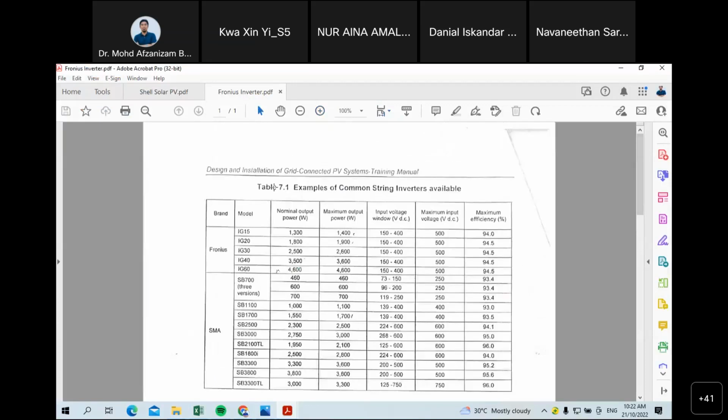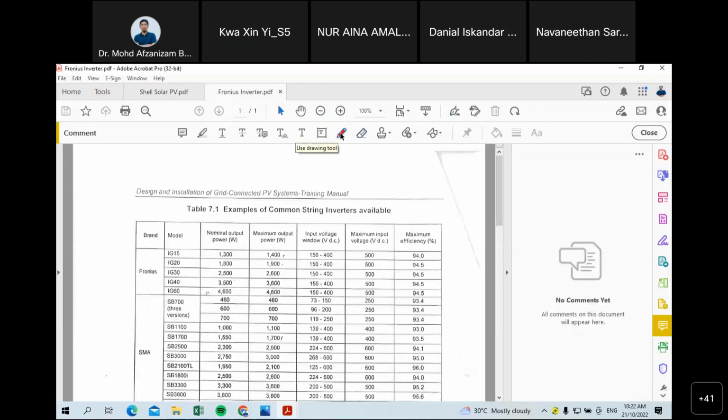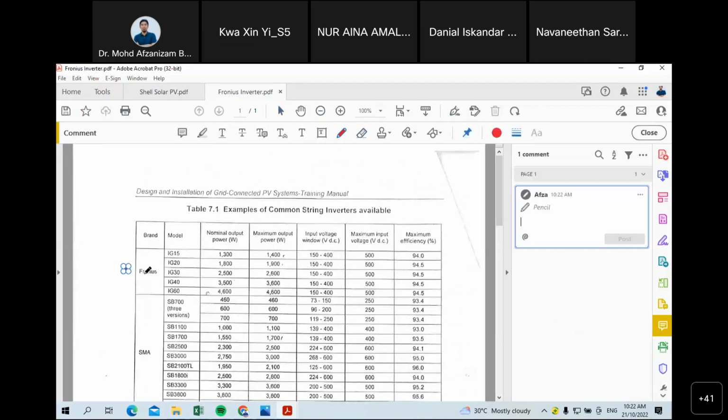Okay, so this is the inverter, guys. Sample of the inverter string and everything. So how to check this one? This is the brand, the brands Fronius and SMA. For today's class we just focus on the Fronius. So this is the model. This is the nominal output. Nominal output means the rated power. And then this is the maximum output that the inverter is able to produce. And then the input voltage window VDC and maximum input voltage direct current. And then maximum efficiency.